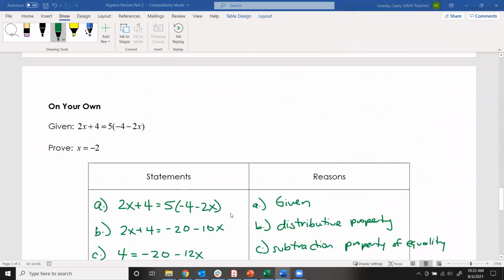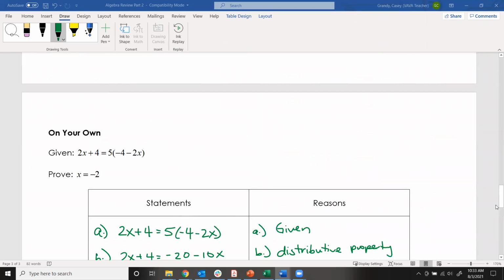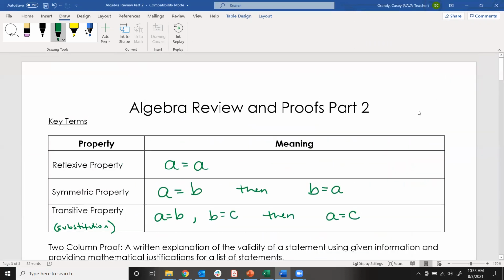Okay, that was the end of algebra with proofs. Hopefully this was a good algebra review for you. If you were unfamiliar with these properties, it might be good to put them on some flashcards and continue practicing, because they are going to continue to pop up throughout the course, and they're good to know and be able to recognize.